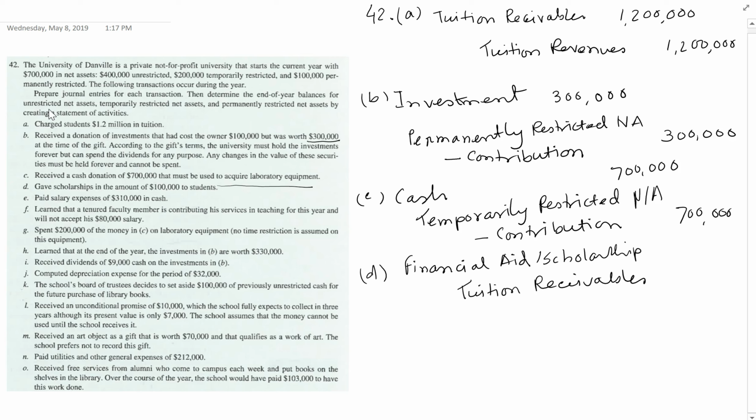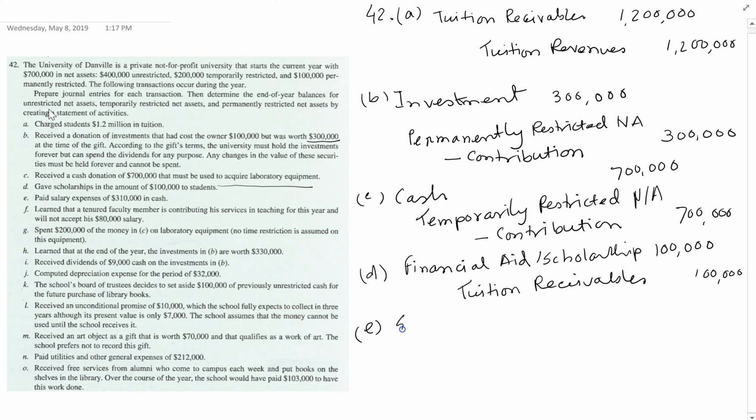So the amount here, they gave the scholarship $100,000. So we will record or debit scholarship or financial aid $100,000, and we will also reduce a portion of our tuition receivables. Number E, the paid salary expenses $310,000 in cash, which is very straightforward.